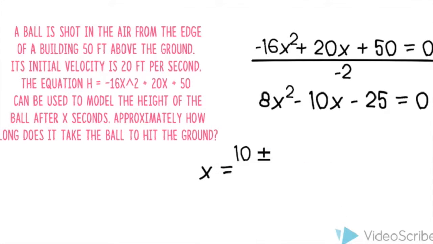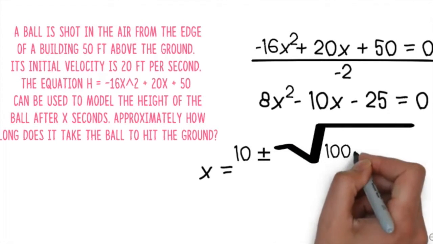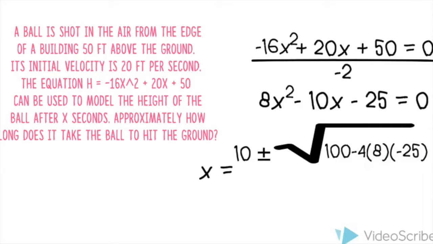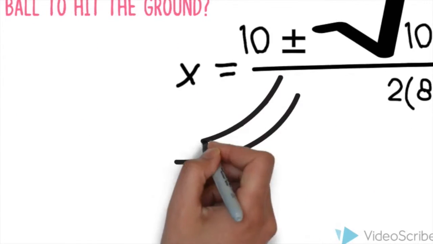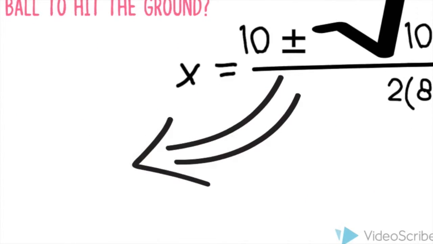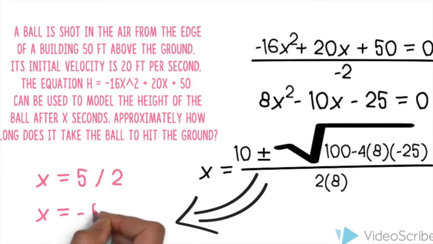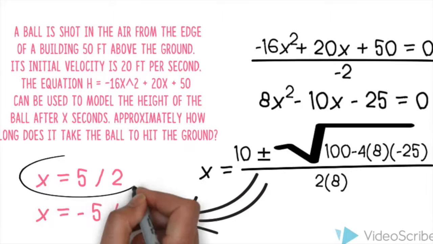So we use 10, which is the negative of negative 10, plus minus the square root of 10 squared minus 4 times 8 times negative 25, all over 2 times 8. This will give us the answer of x equals 5 over 2 and x equals negative 5 over 4. Since we are talking about time and there is no negative time, we use 5 over 2.